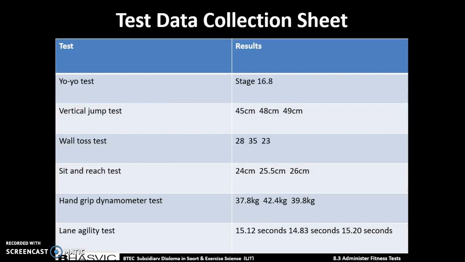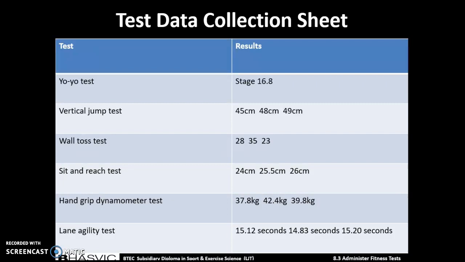So now moving on to my test data collection sheet. As we can see, I've got my tests on the left and my results on the right. You can see yo-yo test, he got to stage 16.8. Vertical jump, on his 3 attempts he got 45 centimetres, 48 centimetres and 49 centimetres. For the wall toss test he got 28, 35 and 23 after his 3 attempts, with a time limit of 30 seconds on each of his tests.